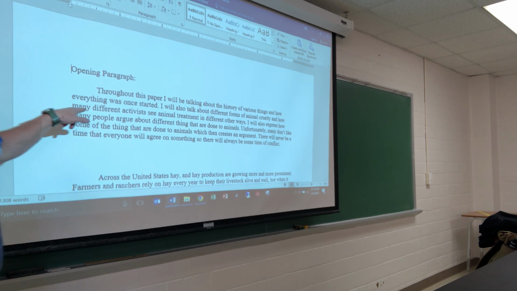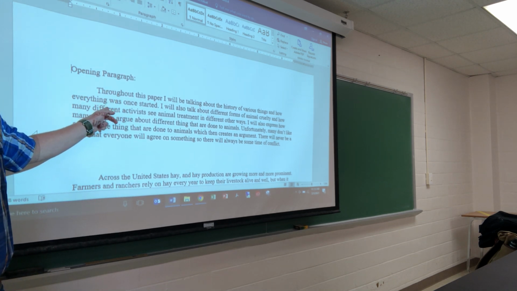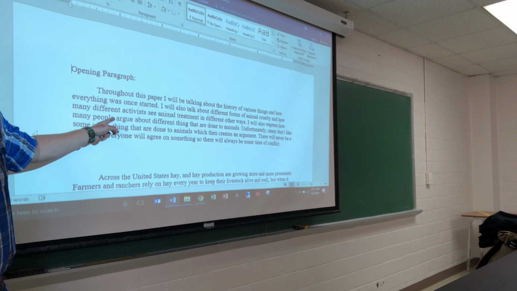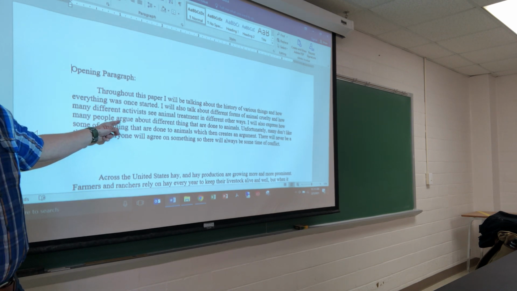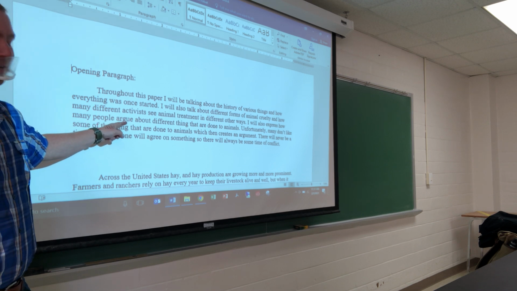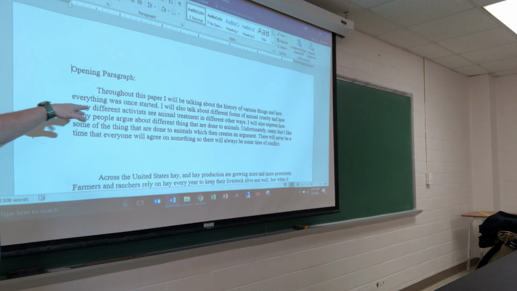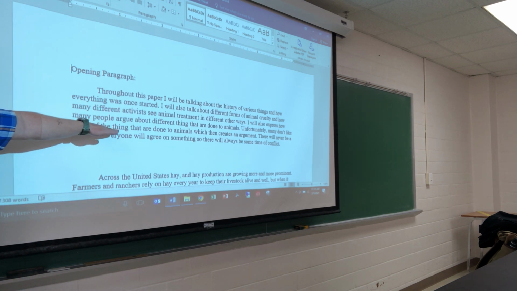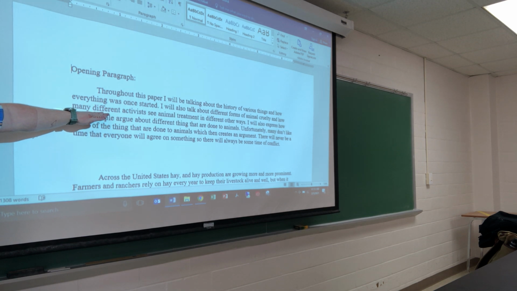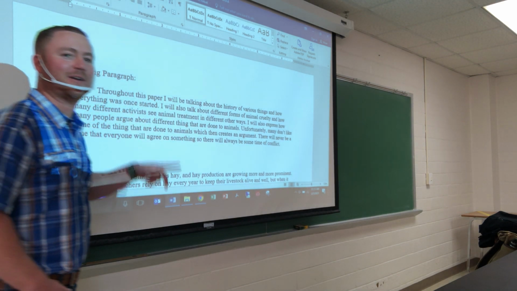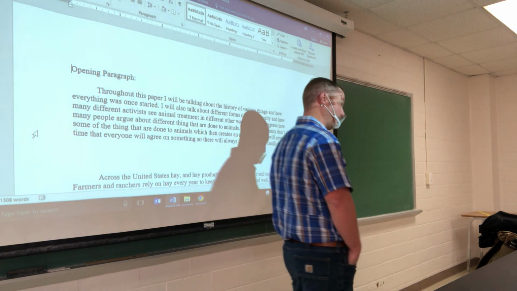Now, how many of you want to keep reading this paper? Does anyone? This sounds awful, right? And I have to read them all. It makes me angry. I don't really get angry. It makes me frustrated. Is this first sentence even necessary? No. Why? Because we're talking about animal cruelty and things that happen to animals, not the history of various things and how everything was going to start. It's awful, right? It put me to sleep already. The opening sentence of the paper, I don't want to read this.